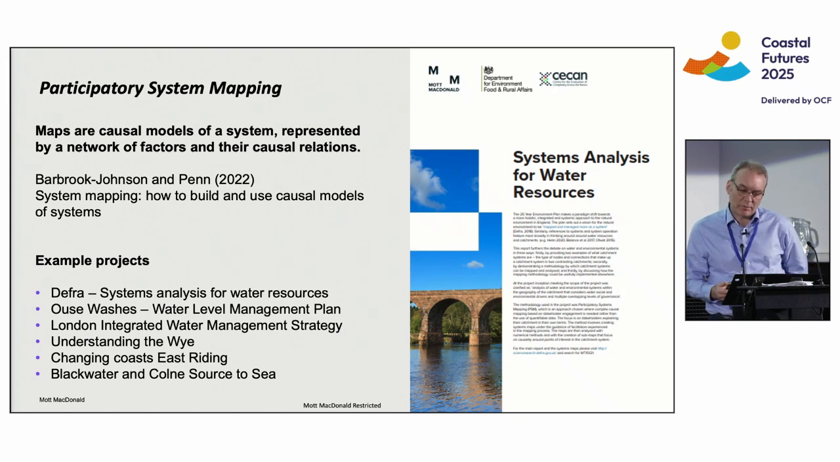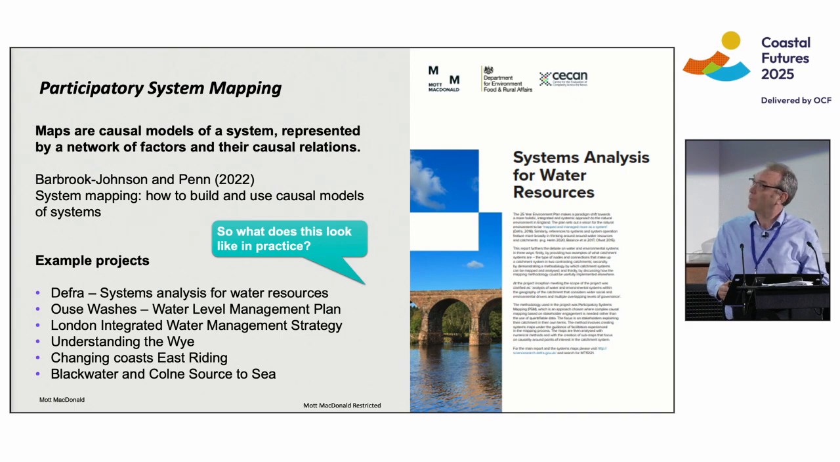Well, over the last 5 years, my team has been working on participatory system mapping, and the definition, provided by Pete Barbrook and Alex Penn, is that maps are causal models of a system represented by a network of factors and their causal relations. Basically, that means we can put anything onto a map so long as it goes up and down and is connected with other things, which is very helpful because that's actually how people think about their system. People don't think in strict categories. People think and understand systems with that plurality. And there's a number of different projects that I'll be drawing on just now.